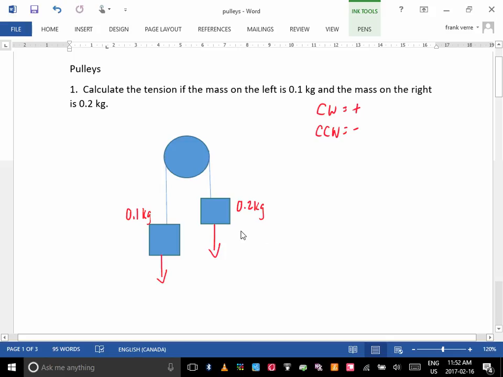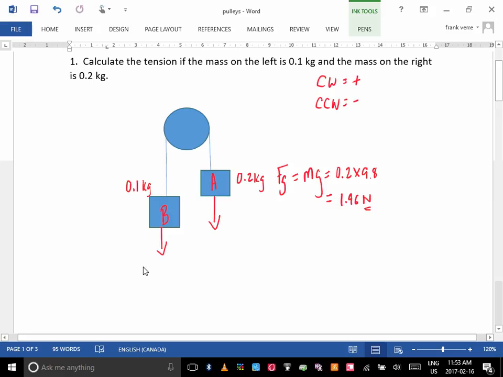All right. So let's think about the weight of each object, right? Let's look at the weight of this object over here. I'm going to call this object A. I'm going to call this object B. So let's think about the weight of A. The weight of A is its mass times gravity. So it's going to be 0.2 times 9.8. So what's the weight? Should be 1.96, right? 1.96. And we know that it's force, so it's newtons.